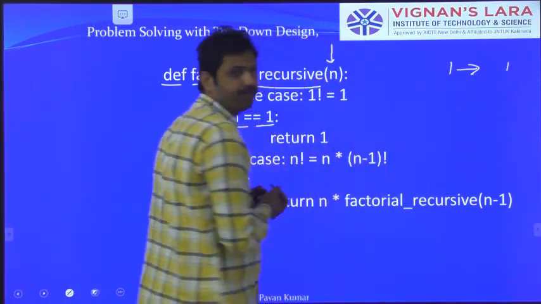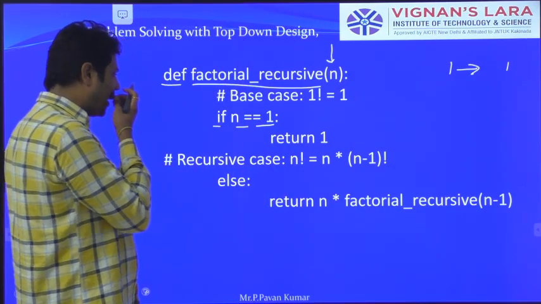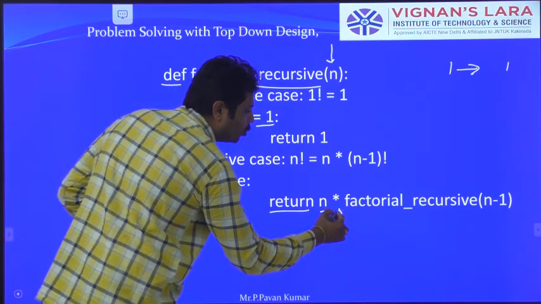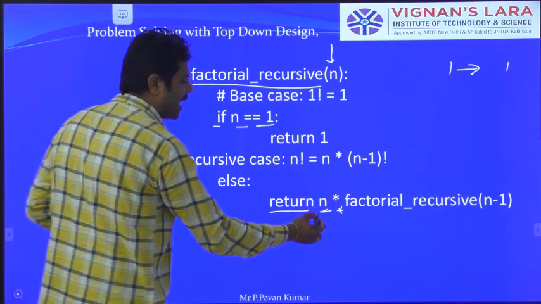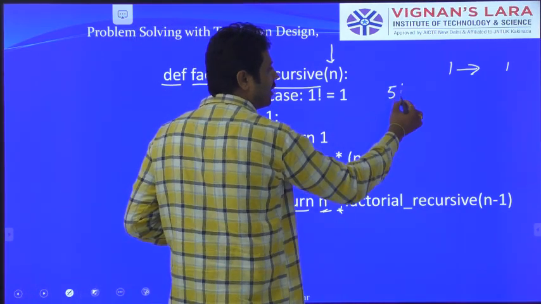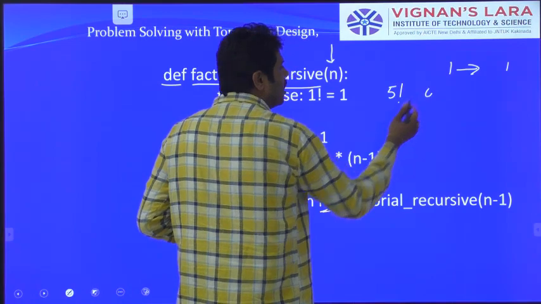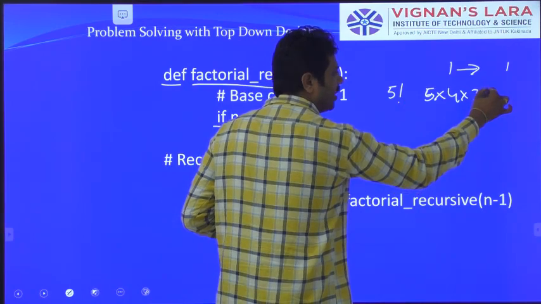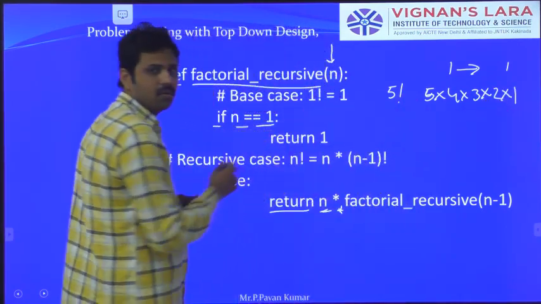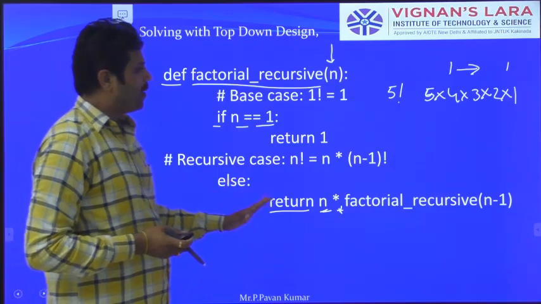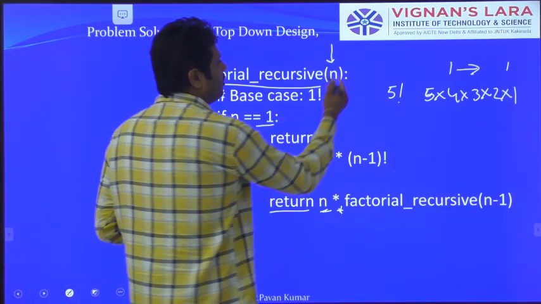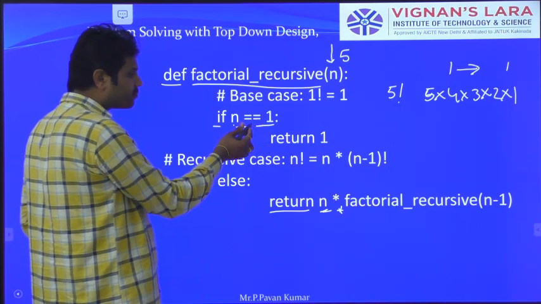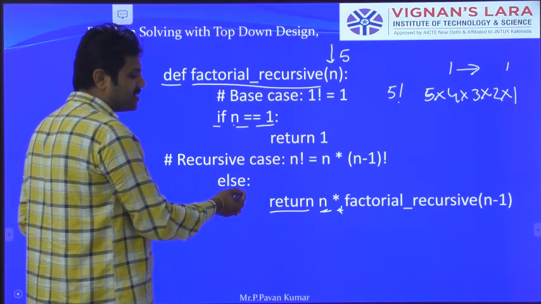It is 1. Otherwise, you go with the else condition: else return n into factorial recursion. That means, for example, if I want 5 factorial, you are going to find 5 into 4 into 3 into 2 into 1, like this. We all know. So if you perform like this, first the n value is 5. Come here, n equals 5. No, it's false. Then go to the else statement.